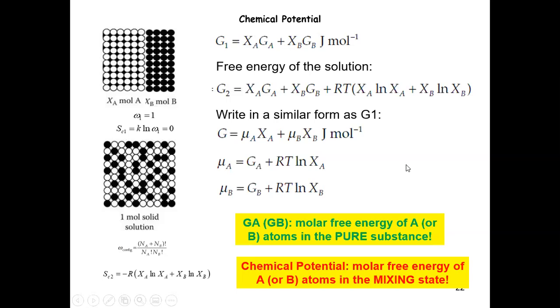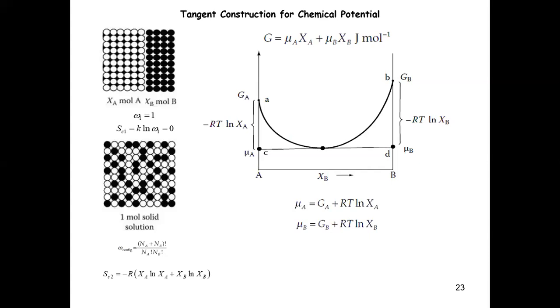So that's a very interesting way of looking at the chemical potential. I hope after this discussion, whenever we see chemical potential, the first thing that comes into our mind is that chemical potential is a molar free energy of one of the atoms in the mixing state. I think that's probably the best way of using this in the rest of the class. Not only that, this chemical potential has a very intuitive understanding.